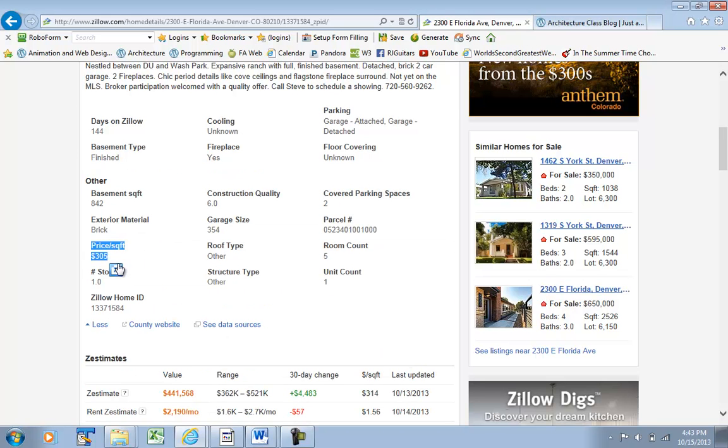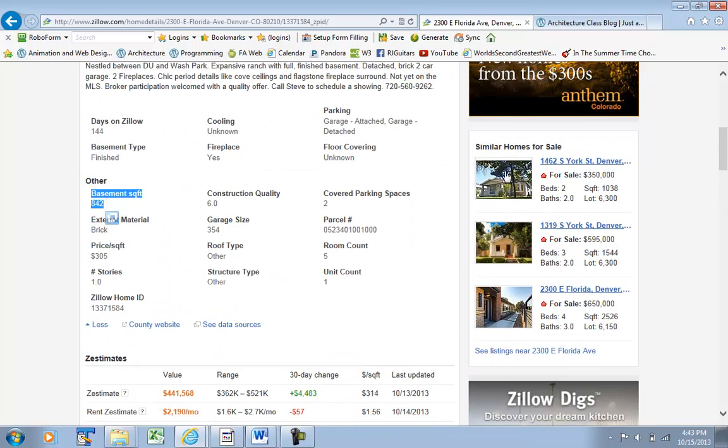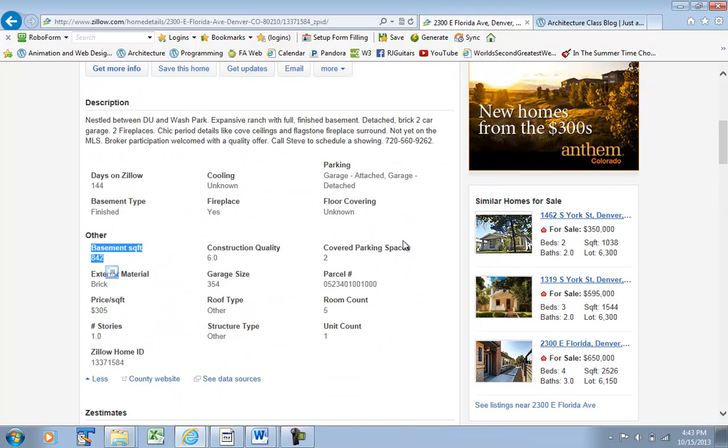Price per square foot is already calculated. 2 covered parking spaces. We don't know if that's a garage. We have to assume it's a garage. It could be a lean-to. And a lot of the information will hopefully be available. If it's not there, put down NA for not available. That is all.